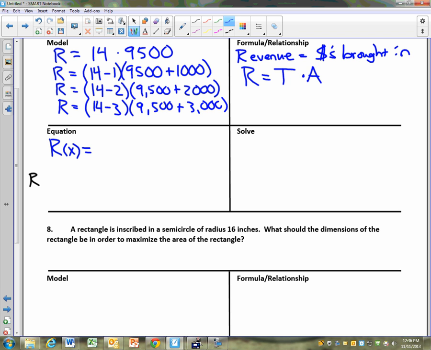Anybody want to guess what the first part's going to be? Does the 14 ever change? 14 minus x. Very good. Perfect.